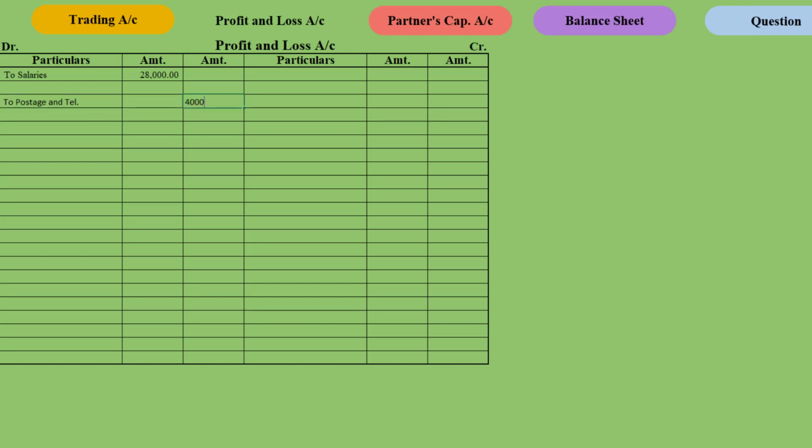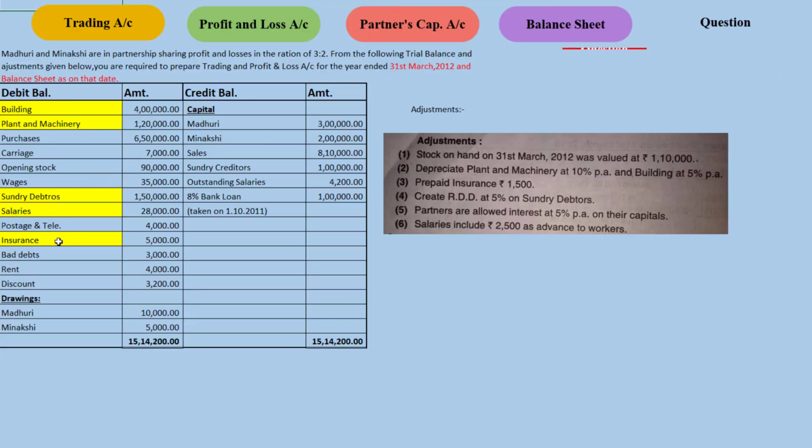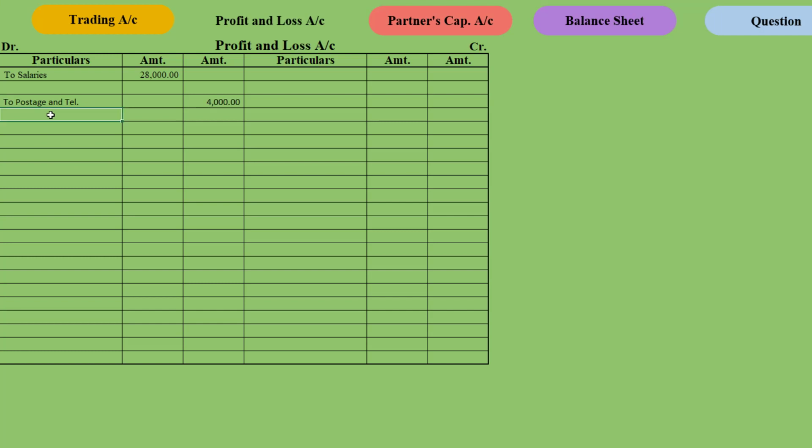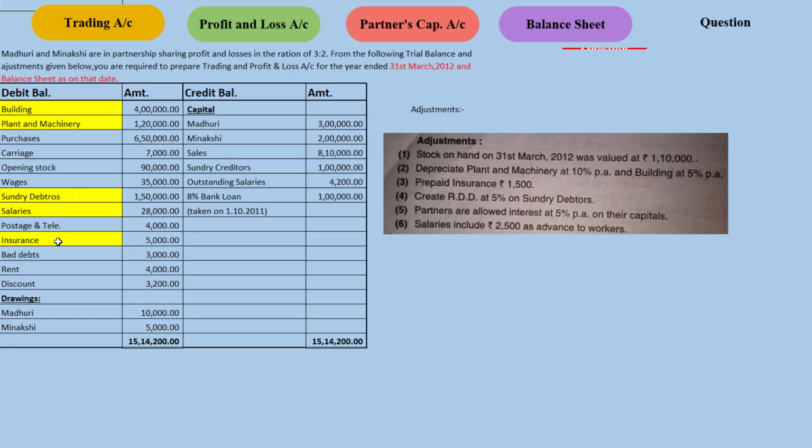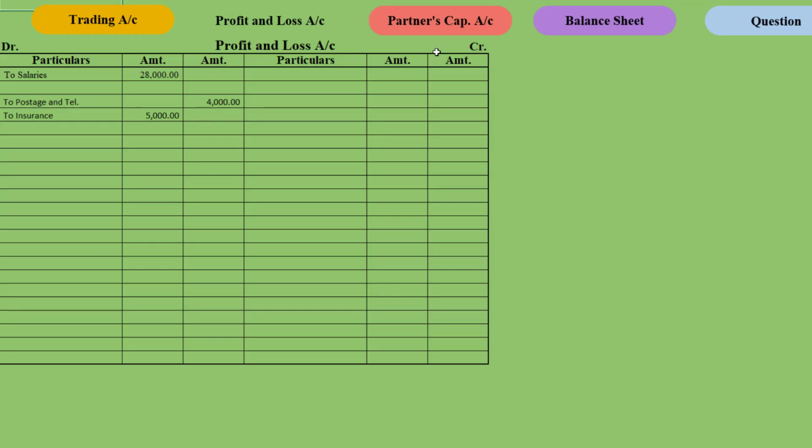Outer column because there is no adjustment. Then insurance, inner column. Then bad debt, go to the profit loss account.